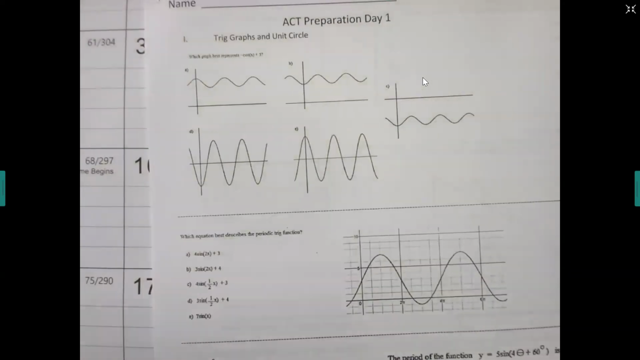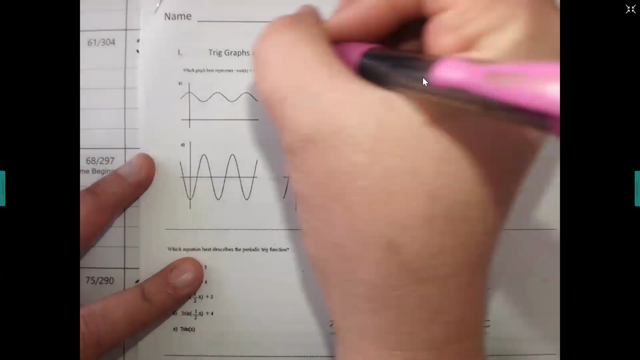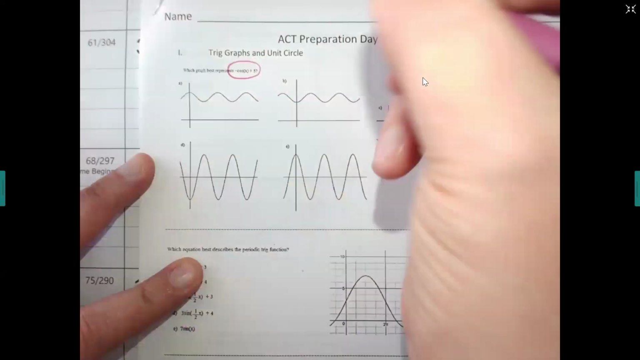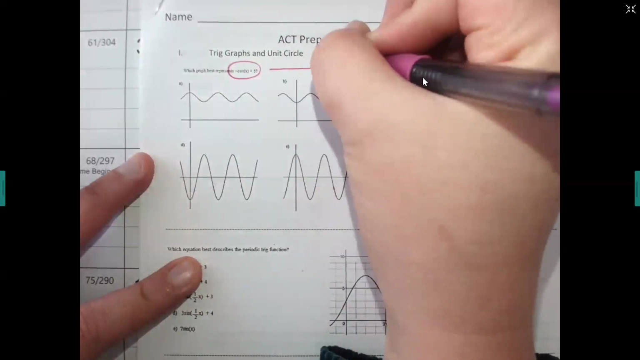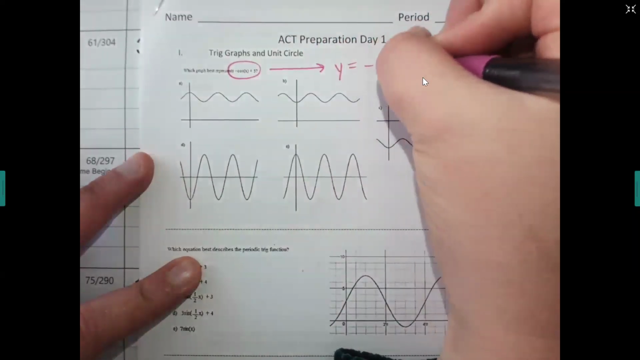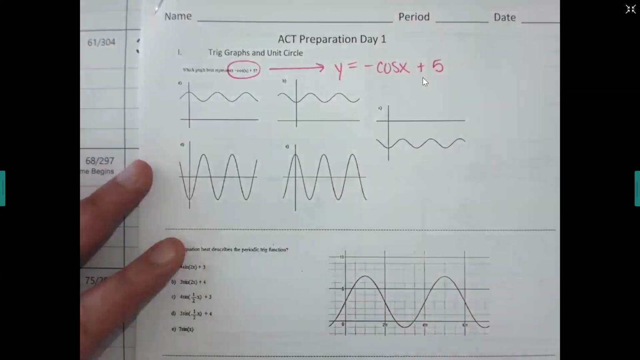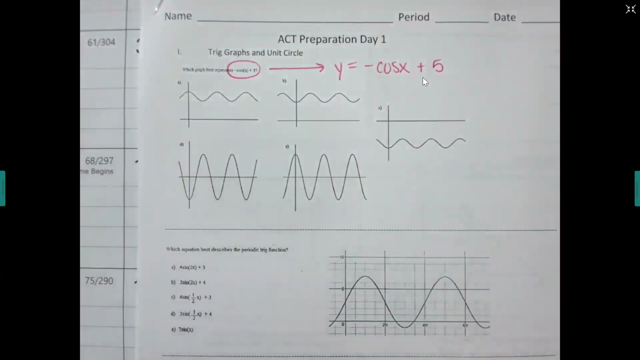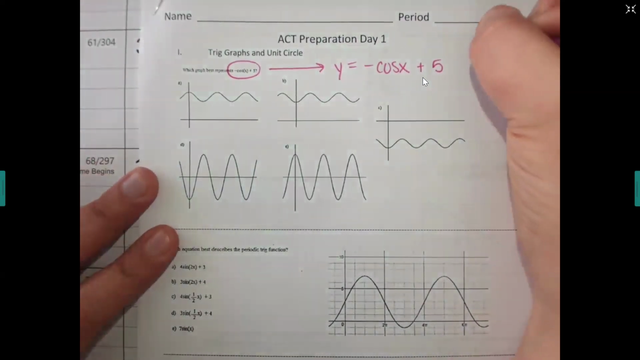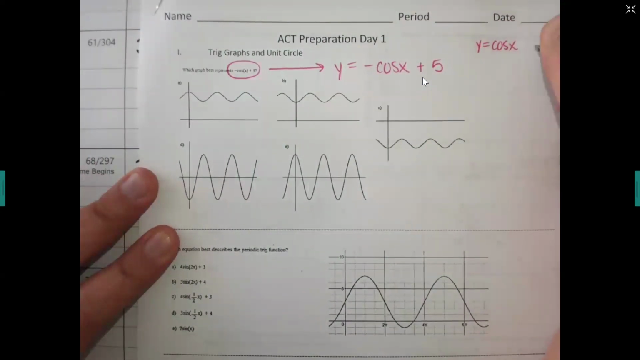All right. So if you can't read it, it says right here, y equals negative cosine x plus 5. Okay, so first question, what does the plus 5 do to the cosine graph? Which way does it shift it? Up, and then what does the negative do? Flip it, yeah?